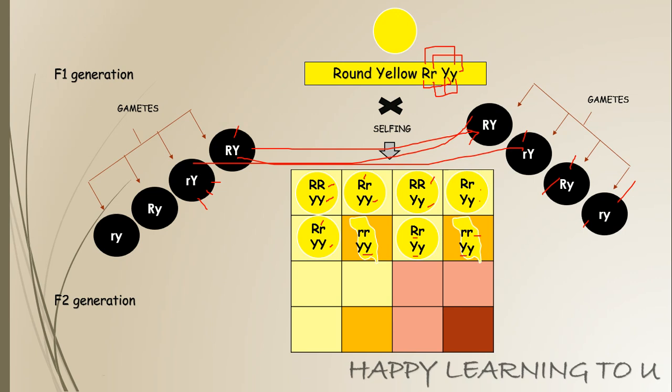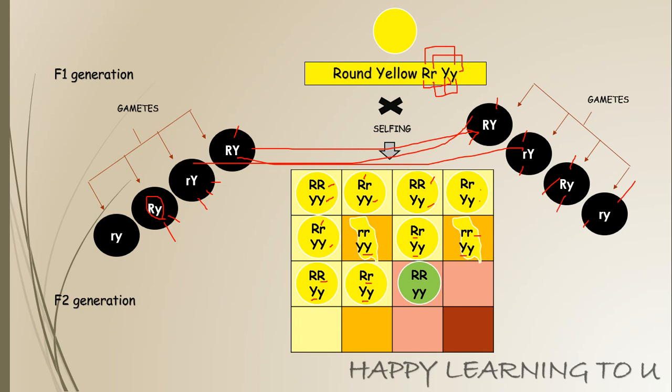Then next we come to this one. So this is again with the first one. So capital RR and capital Y, small y. So capital RR, so again it is round and capital Y, yellow. Then this with this. So what you have is capital R, small r, capital Y, small y. Again round, yellow.